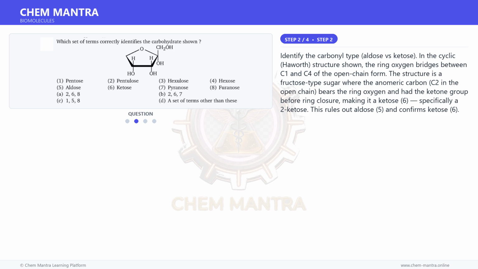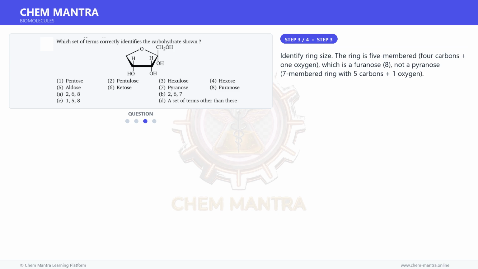Identify the carbonyl type, aldose versus ketose. In the cyclic, Haworth structure shown, the ring oxygen bridges between C1 and C4 of the open chain form. The structure is a fructose-type sugar where the anomeric carbon, C2 in the open chain, bears the ring oxygen and had the ketone group before ring closure, making it a ketose, 6, specifically a 2-ketose. This rules out aldose, 5, and confirms ketose, 6. Moving on to the next step.